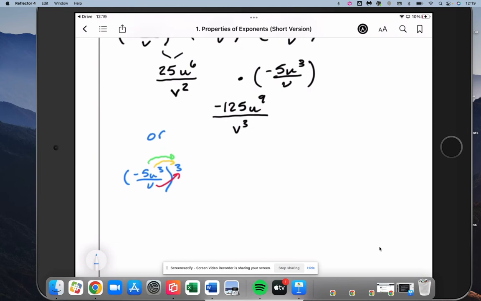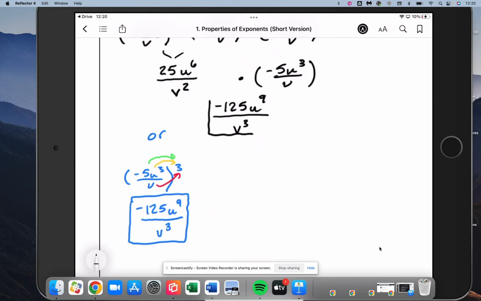Negative 5 to the power of negative 3 is negative 125. U to the power of 3 to the power of 3, because I'm raising a power to a power, I need to multiply those exponents. That gives me u to the 9th. V to the power of 1 to the power of 3. Again, I'm raising an exponent to a power, so I need to multiply those exponents. So the 1 times 3 makes 3. So there is the shortcut method.